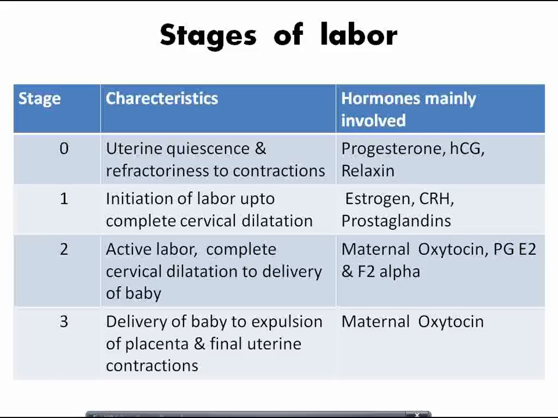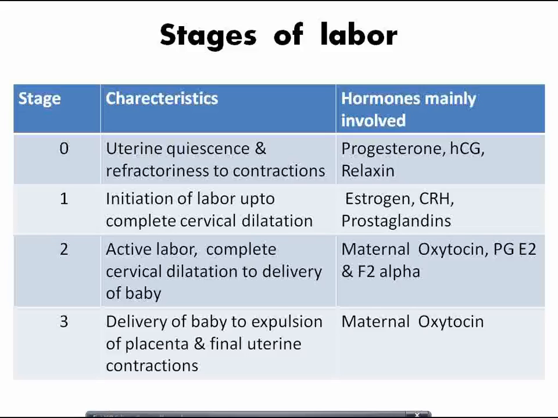Now we'll briefly know about the stages of labor and the hormones mainly involved in those stages. It will be discussed in detail in subsequent discussions. Now, during stage G0 of labor, this is a quiescent phase. That is, the uterus is refractory to contractions and it nurtures the developing fetus. And the hormones mainly involved in this stage are progesterone along with human chorionic gonadotropin and relaxin.